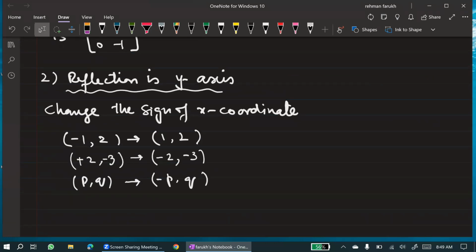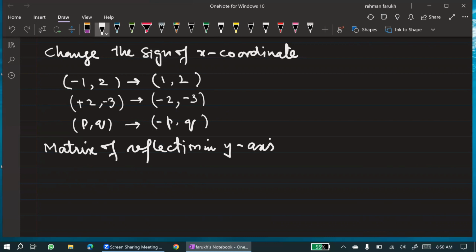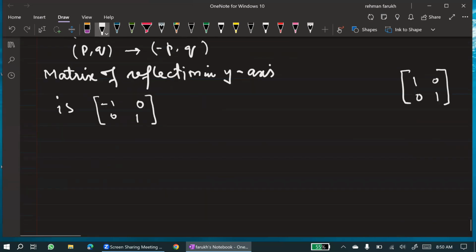Now, the matrix of reflection in the y-axis is, we will again consider the identity matrix for the multiplication, that is 1, 0, 0, 1, and we will change the signs of the x coordinates. The y coordinates will remain the same.